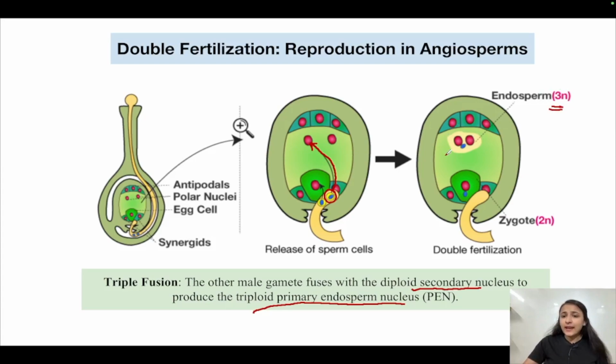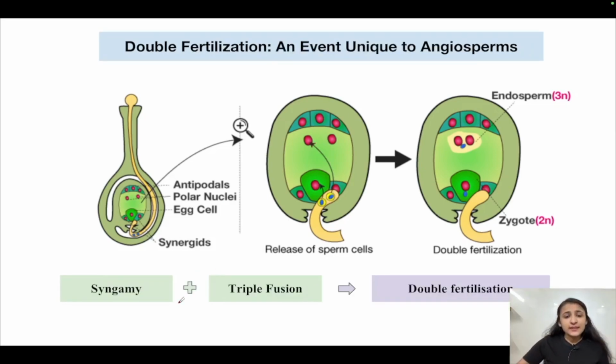Now, this 3N nucleus is responsible for the production of the endosperm. Endosperm is the tissue which provides nutrition to the developing embryo, and the embryo is formed from the zygote. So, syngamy plus triple fusion represent the process of double fertilization. Why? Because two events are happening here. Two fertilization processes are happening.